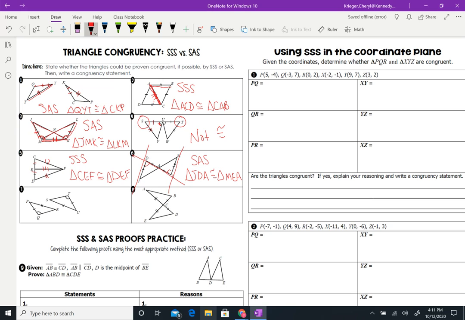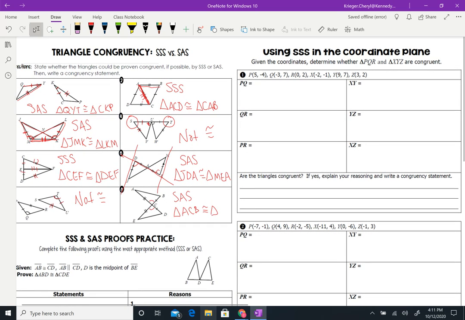Okay, number 7. Angle, side, side. Is that a proof? No. Okay, obviously. So this one's not congruent. And here we have vertical angles. So we get to say this is side, angle, side. Triangle ACB is congruent to triangle ECD. All right, we're done.